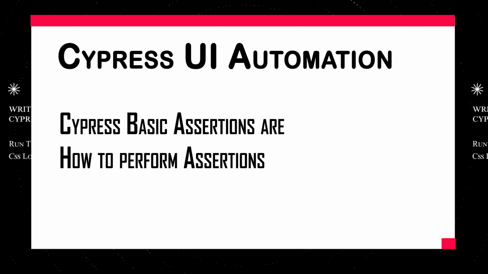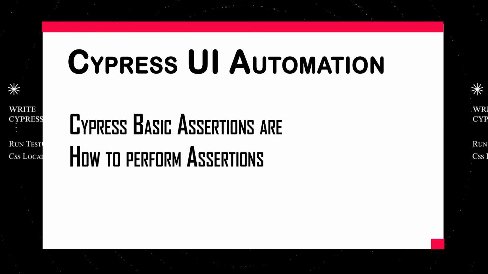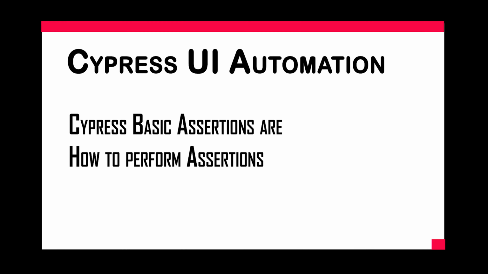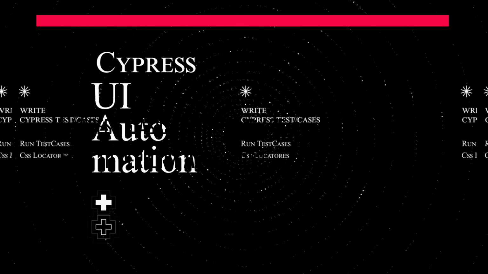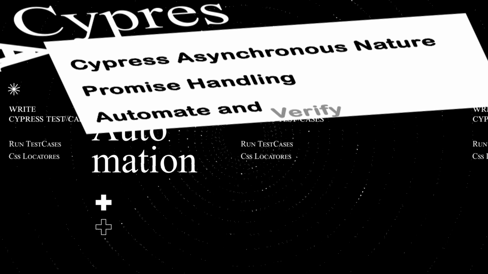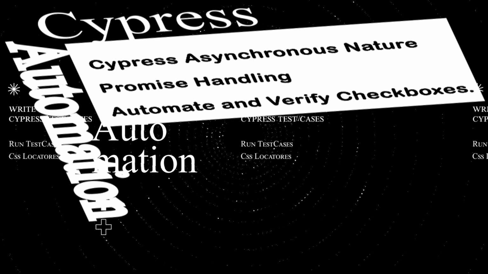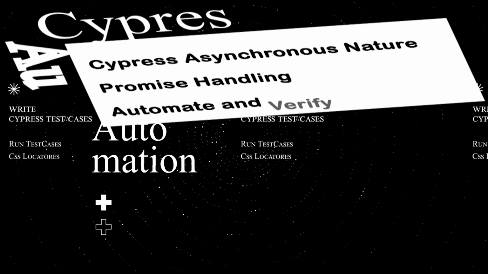In last session we learned Cypress basic assertions and how to perform assertions. Now in today's session we continue our learning and we learn Cypress asynchronous nature and promise handling, and also we learn how to automate and verify the checkbox.